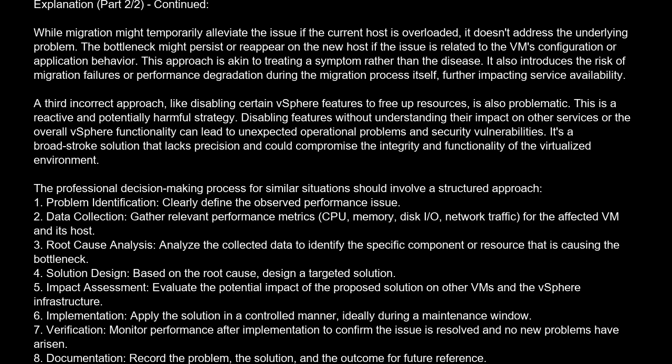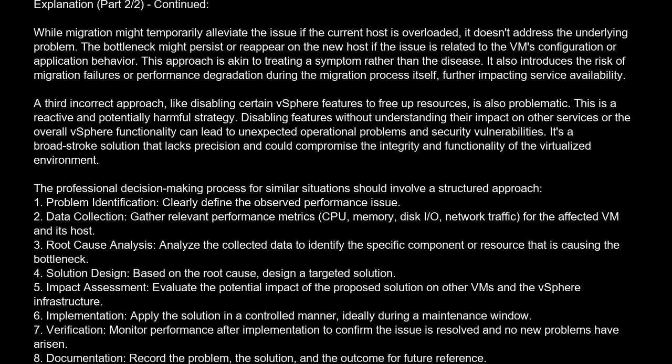1. Problem identification. Clearly define the observed performance issue. 2. Data collection. Gather relevant performance metrics, CPU, memory, disk I/O, network traffic for the affected VM and its host. 3. Root cause analysis. Analyze the collected data to identify the specific component or resource that is causing the bottleneck. 4. Solution design. Based on the root cause, design a targeted solution. 5. Impact assessment. Evaluate the potential impact of the proposed solution on other VMs in the vSphere infrastructure.